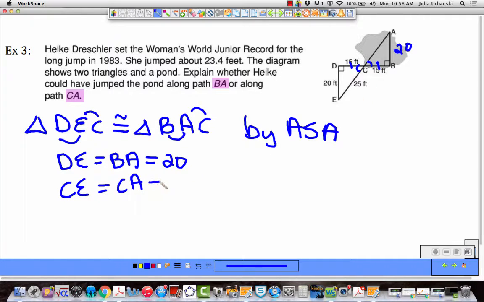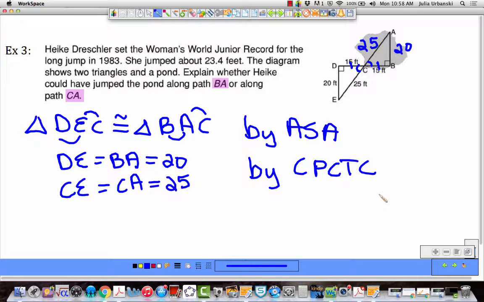25. 25. Okay, that's all by CPCTC. Once you know the triangles are congruent, then you can make all their corresponding parts congruent. If one corresponding part is 25, then the other one that goes with it is 25. After triangles are congruent, that's the most common thing that comes next, CPCTC. But you have to have the triangles congruent first.